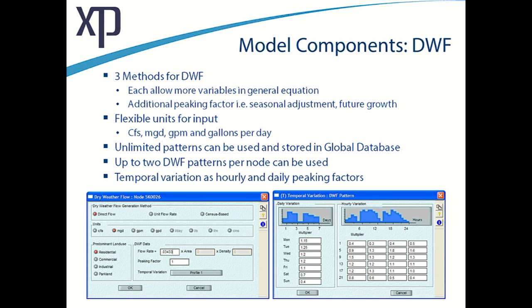I can have up to 2 of these per node, one in sanitary and one in hydraulics, but I can have unlimited patterns in my global database. So I type them in once and I just refer to it. That's what you see here with temporal variation.